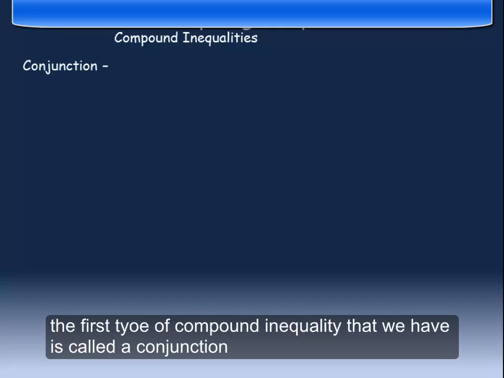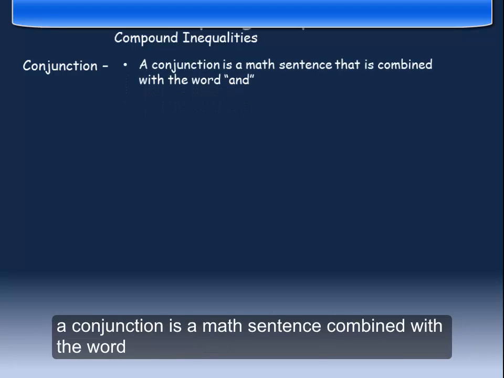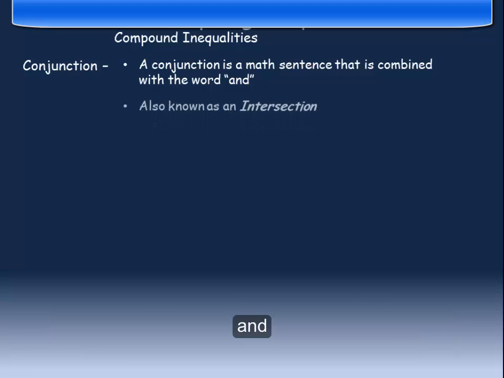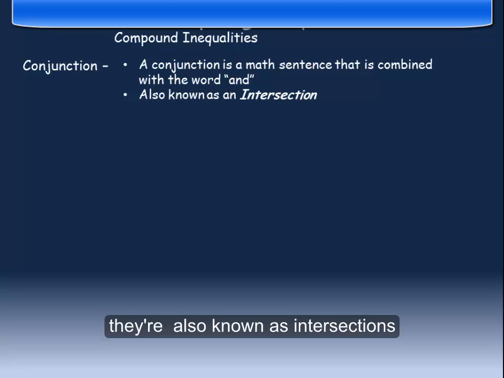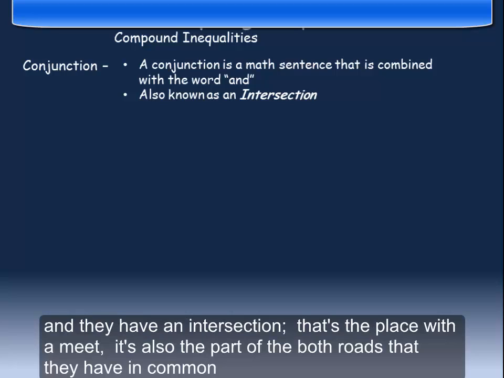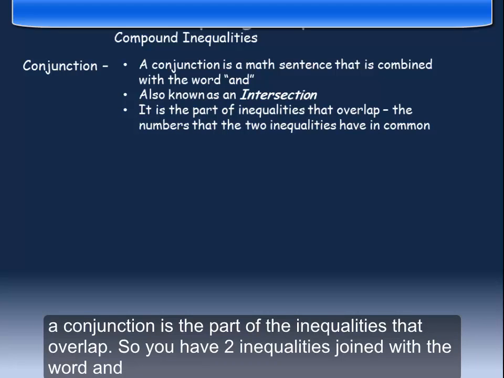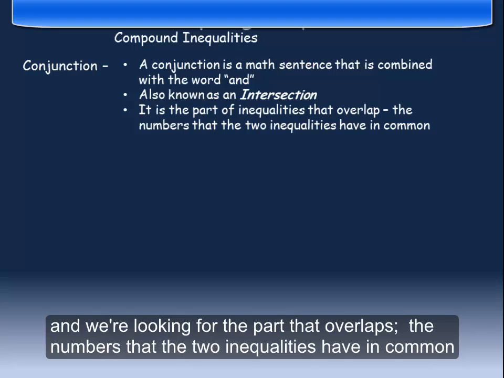The first type of compound inequality that we have is called a conjunction. A conjunction is a math sentence combined with the word and. They're also known as intersections. And just like if you have two roads and they have an intersection, that's the place where they meet. It's also the part of both roads that they have in common. A conjunction is the part of the inequalities that overlap. So you have two inequalities joined with the word and, we're looking for the part that overlaps, the numbers that the two inequalities have in common.